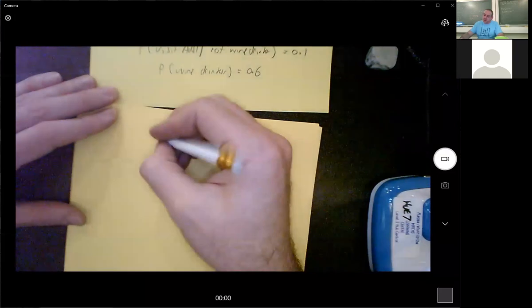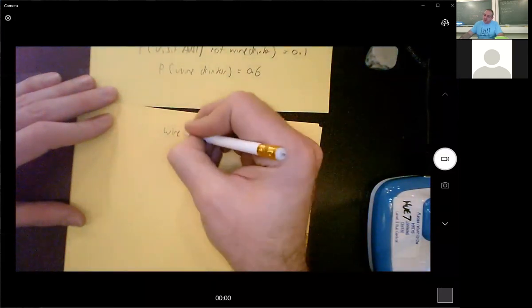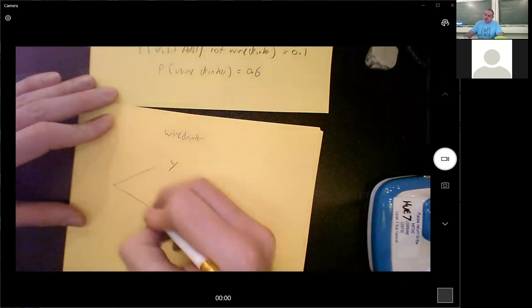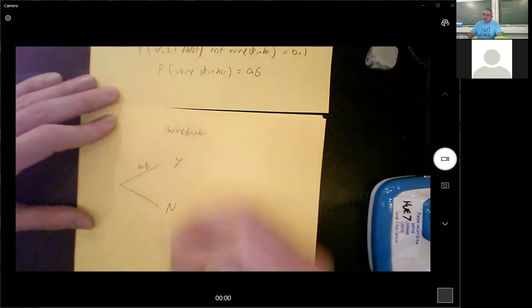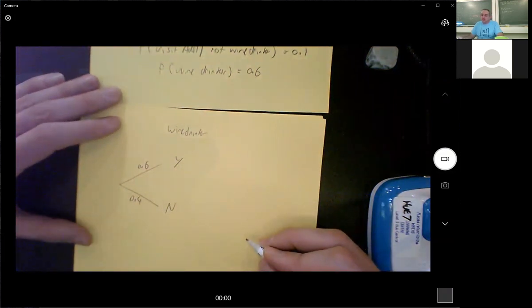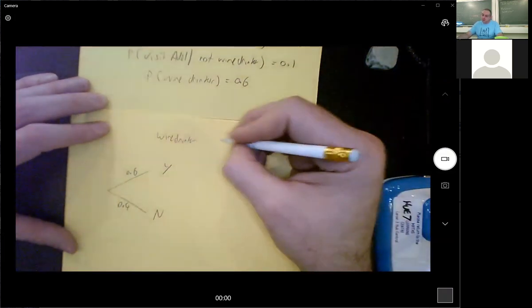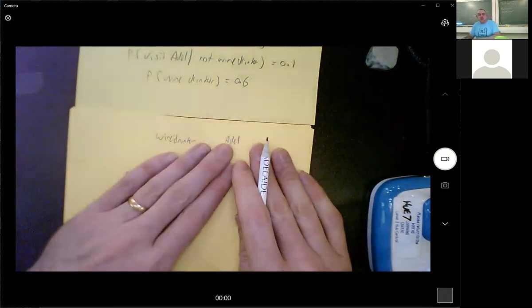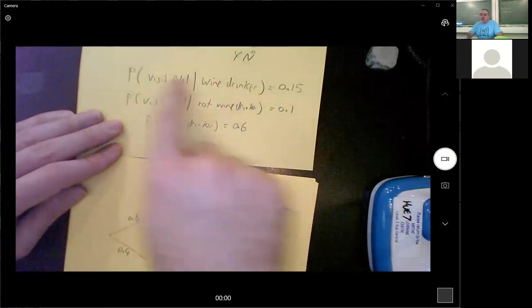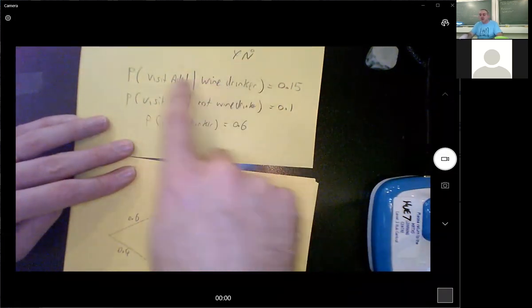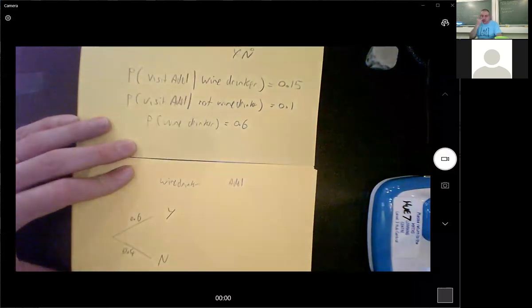And so I've got wine drinker, yes or no. And the probability of choosing the yes is 0.6, and the probability of choosing the no is 0.4. And then I could choose whether they visit Adelaide. And the reason I put this second is because my conditional probabilities have the wine drinker as the thing that we know first, and then the visit Adelaide as the thing that we know second.